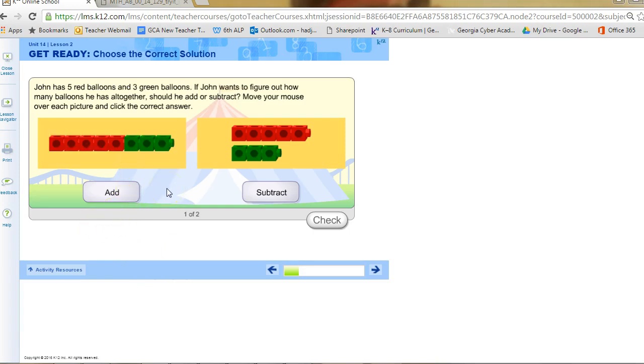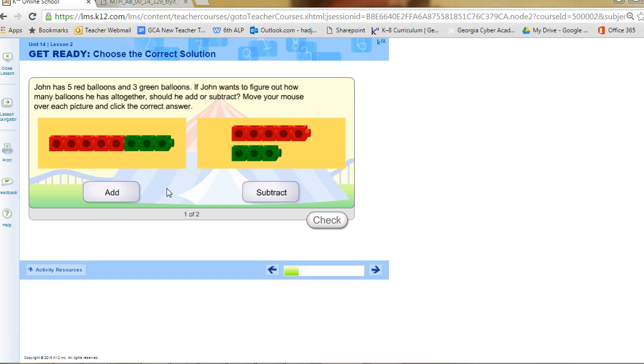John has 5 red balloons and 3 green balloons. If John wants to figure out how many balloons he has altogether, should he add or subtract? And it says move your mouse over each picture and click the correct answer. Remember, sometimes our students need to hear the story problems again.